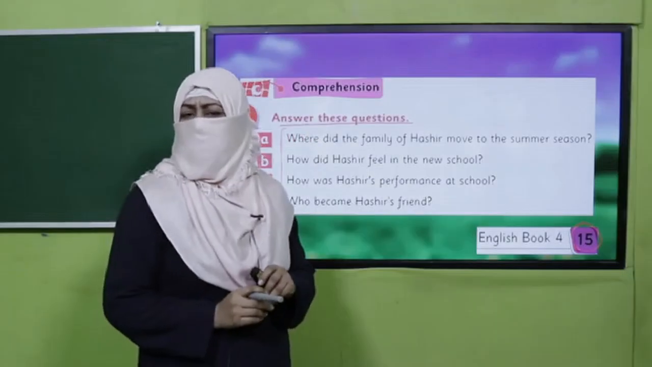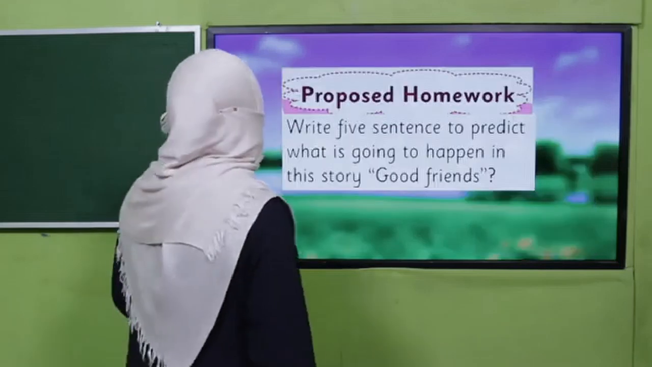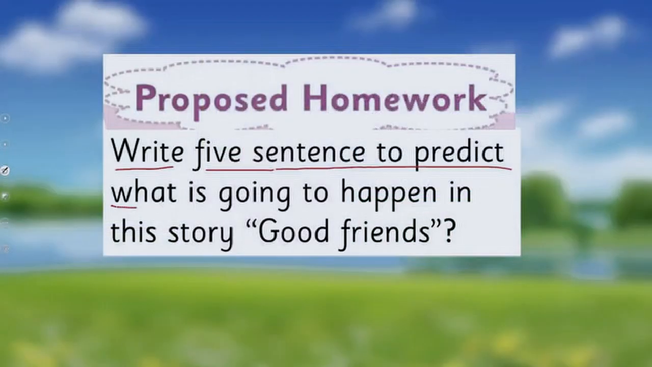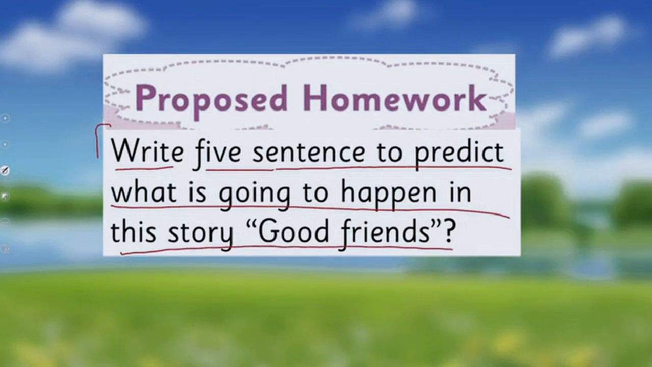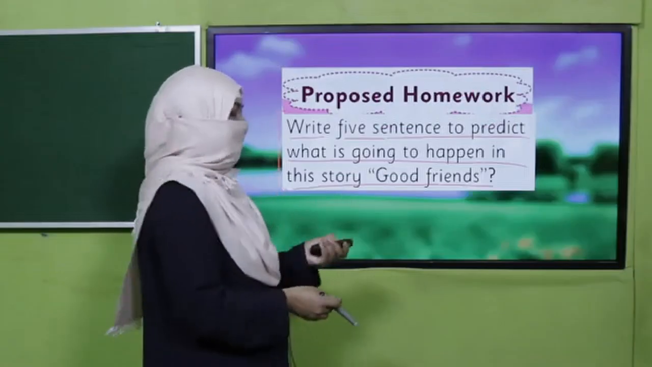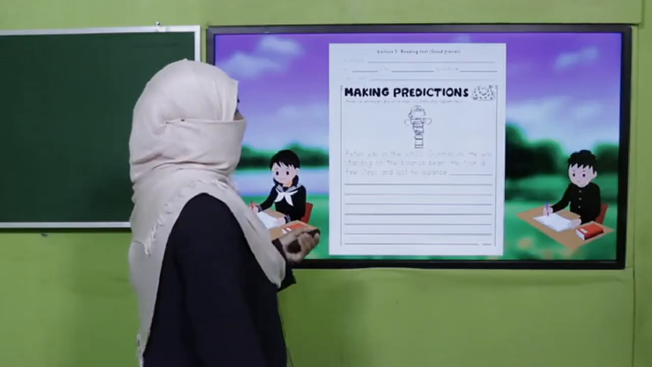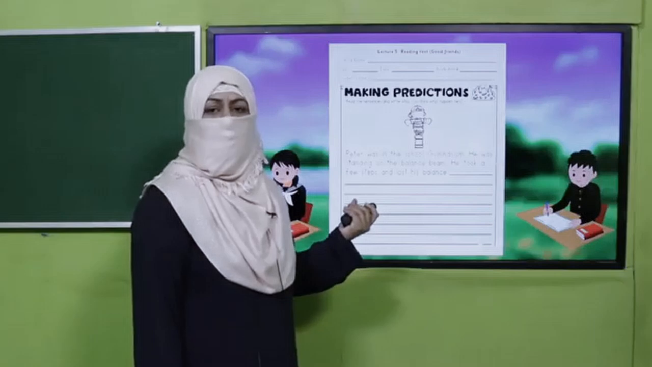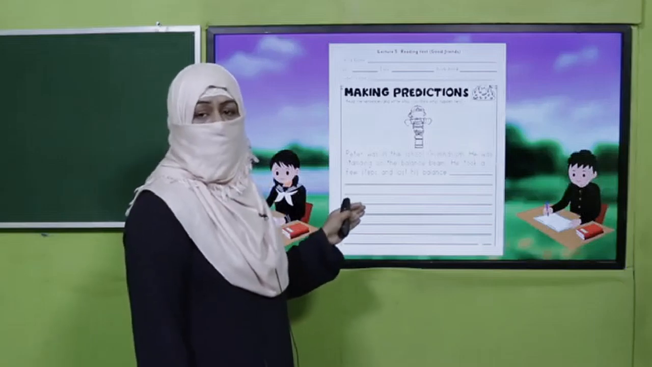Yes, my dear students, are you done with it? Good job. So I'm giving you a homework. You will write 5 sentences to predict what is going to happen in this story, Good Friends. So we have read a part. You will write just within 5 sentences what you think is going to happen next, okay? And I'm giving you a worksheet. My dear fellow teachers, this worksheet, lesson plan, and PowerPoint presentation links are given. You may click, download, and kindly give a printed worksheet to my students for practice.